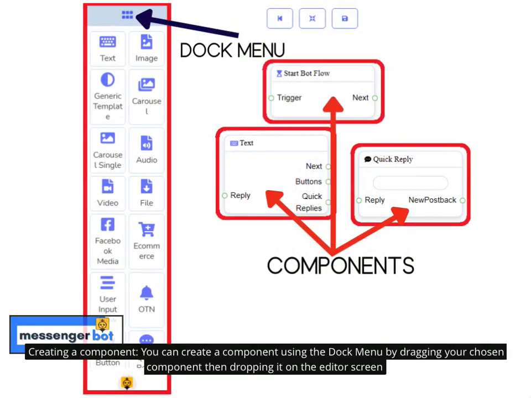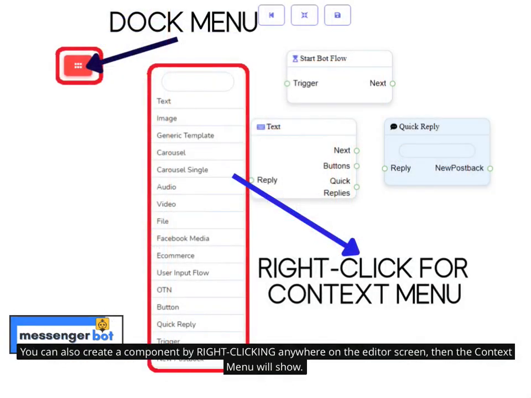Creating a component. You can create a component using the dock menu by dragging your chosen component then dropping it on the editor screen. You can also create a component by right-clicking anywhere on the editor screen, then the context menu will show. Once the context menu appears, simply click on your chosen component and it will be created on the editor screen.